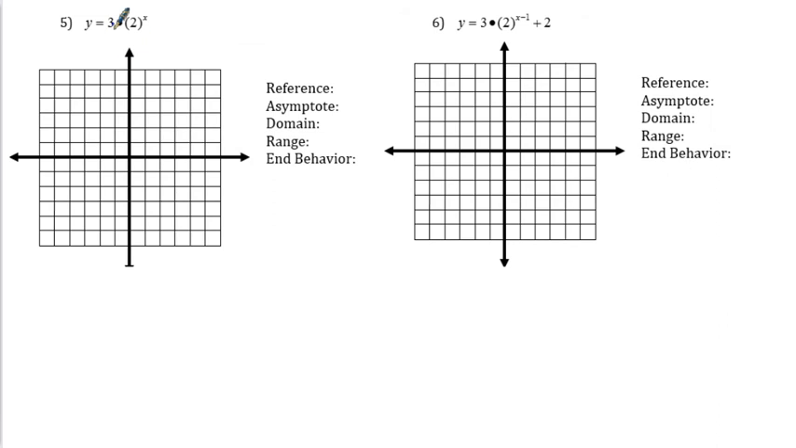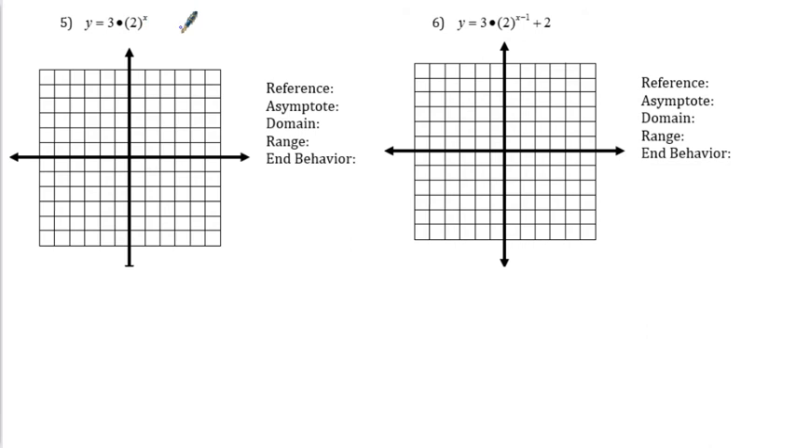Additionally, we've got some dilation factors here. We've got a 3 dilation factor here, but no shifts left, right, up, or down. And then, of course, number 6 is the most complicated. You've got a dilation factor as well as a shift left, right, and a shift up, down.